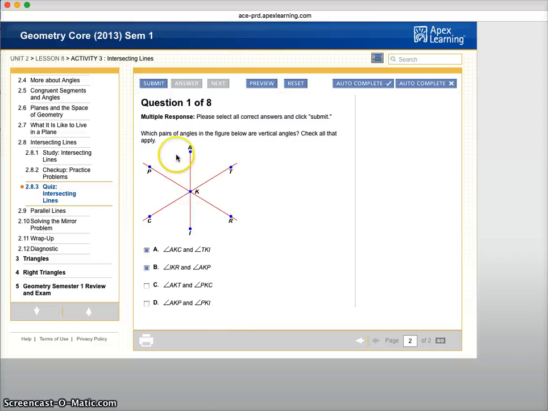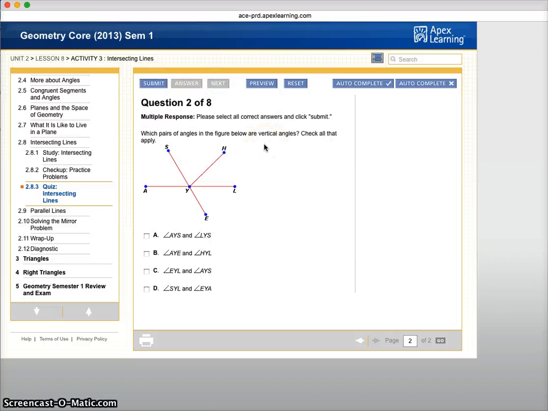How about AKP and PKI? Well, these are sharing a line together. Anytime they're going to share the same side, that ain't going to work. Plus, just by looking at it, you can tell they're not mirror images, and they're certainly not congruent. So that's not going to work either.